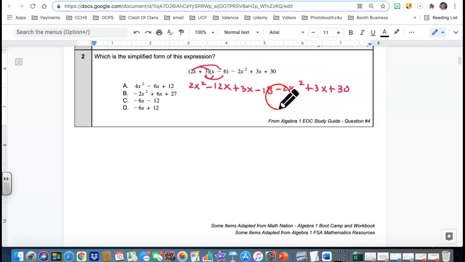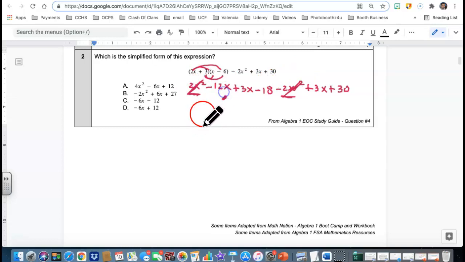And now I'm going to combine like terms. We start with the highest exponent, which is the x squared. I have 2x squared. Let's check for anything else. I have another 2x squared. There's nothing else. 2x squared minus 2x squared is 0. They cancel out. They're gone.